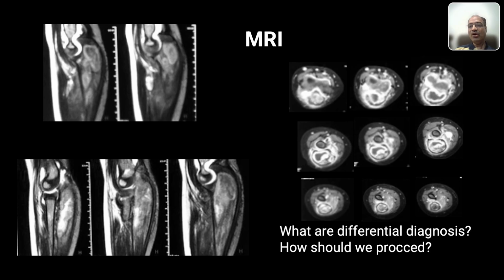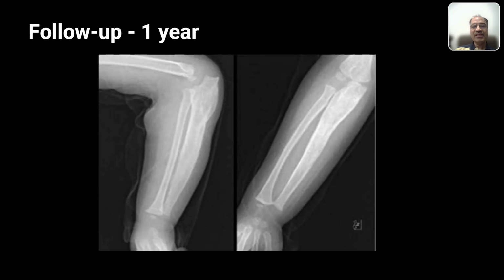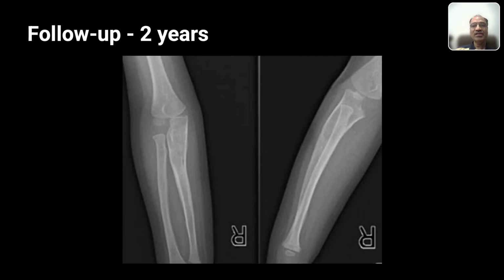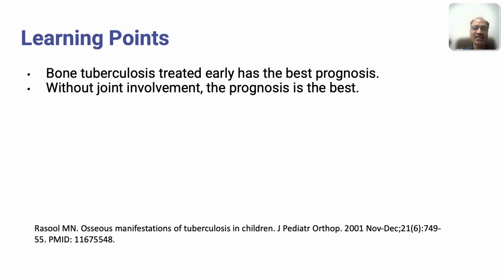Next slide. It was treated with anti-tuberculosis treatment. This is the 1-year follow-up. And next slide. The child had no other surgery, and at 2 years follow-up there is complete reformation of the bone. Next case, next slide. This is another child.